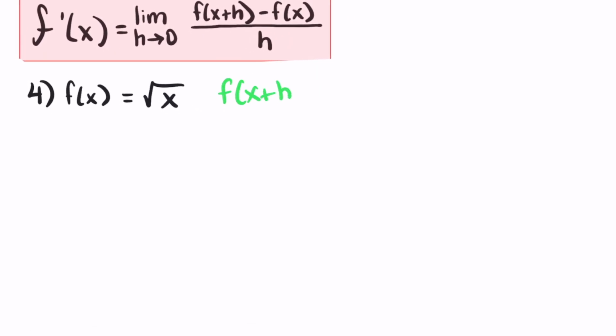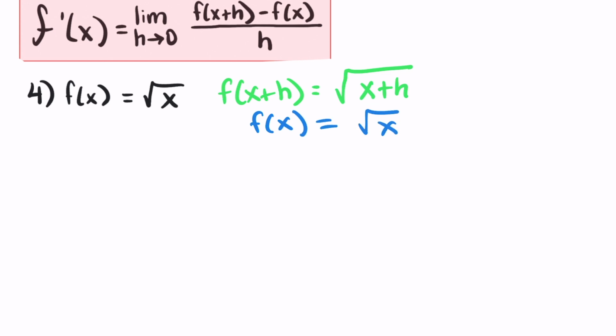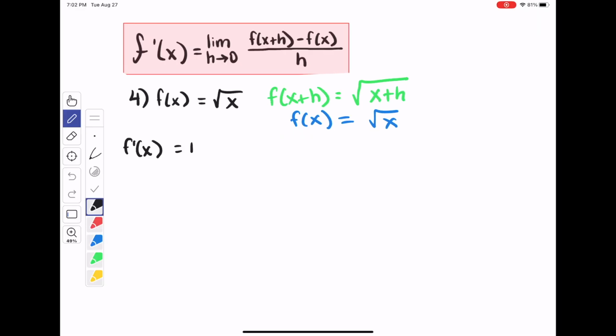So jumping right in once again, we want to define f of x plus h here. This one looks a little more complicated, but just like the other ones, we're really just trying to cancel things out. So let's see what happens. f of x plus h equals the square root of x plus h. And f of x is simply square root x. So now we plug all that in. Limit as h approaches 0 is equal to root (x plus h) minus root x over h.